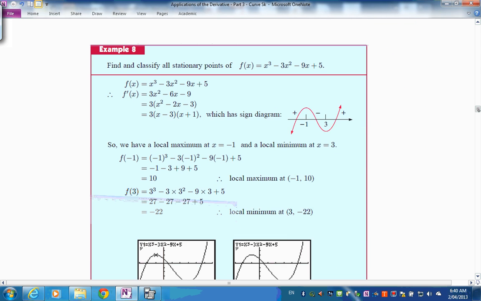So let's go down and have a look at a problem. Here we are, find and classify all stationary points of this one. So what we're going to do is, again, get the derivative, factorise it, put it equal to 0. Don't know why they don't put that in. x is 3 or x is negative 1. So here we are, negative 1, 3, sign diagram for the derivative. And they've mapped in a little sketch there. So our local max is at negative 1. Sub it in, not into the derivative, that would be 0, but into the original function to get its y value. So we know the max.